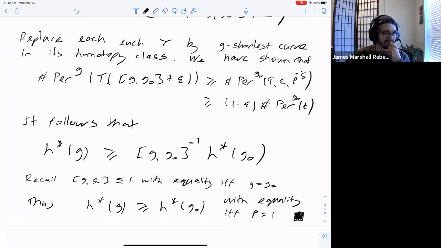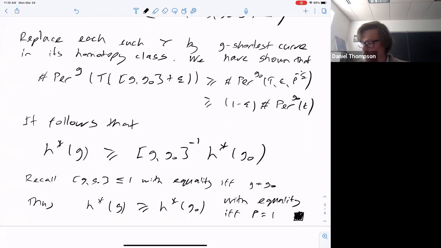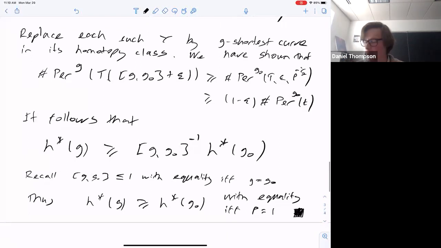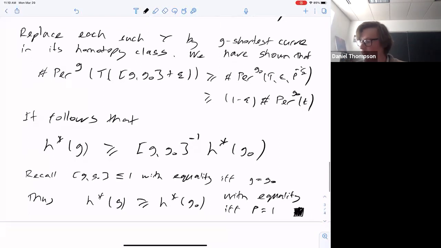Katok was a very, very clever guy. Good. Any questions?